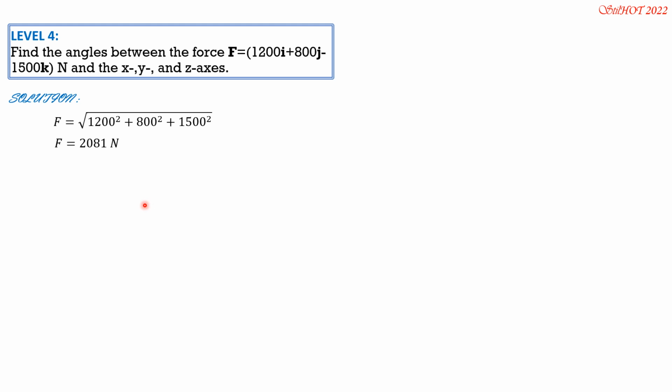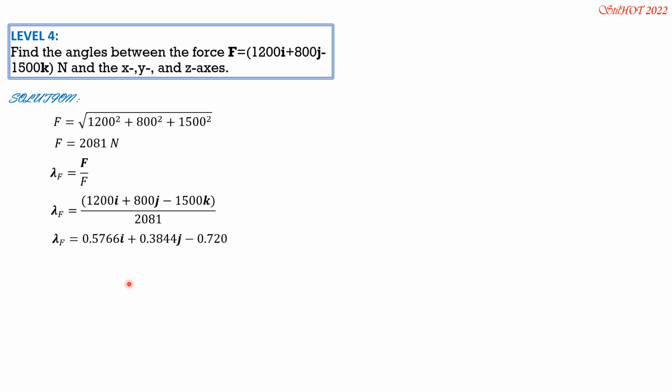Then lambda of F is vector F over its magnitude. So 1,200i plus 800j minus 1,500k over 2081. Then in decimal form, 0.5766i plus 0.3844j minus 0.7208k. This is cosine theta x.